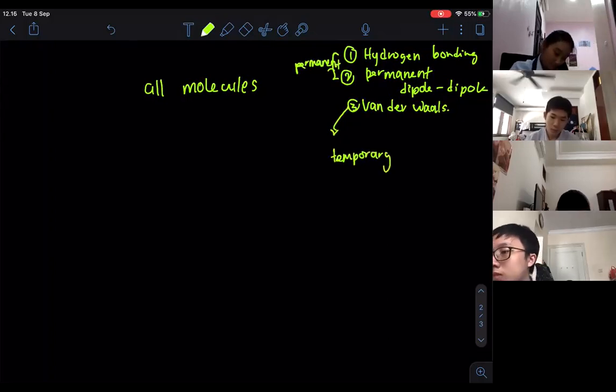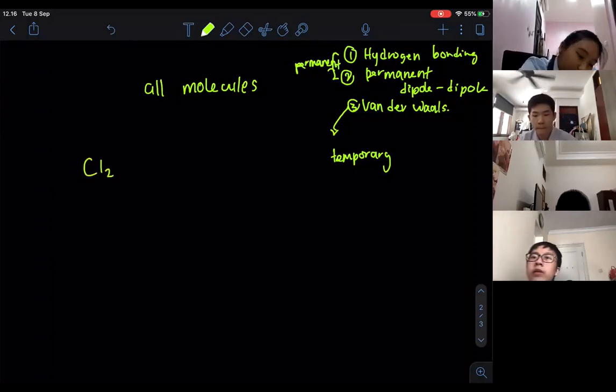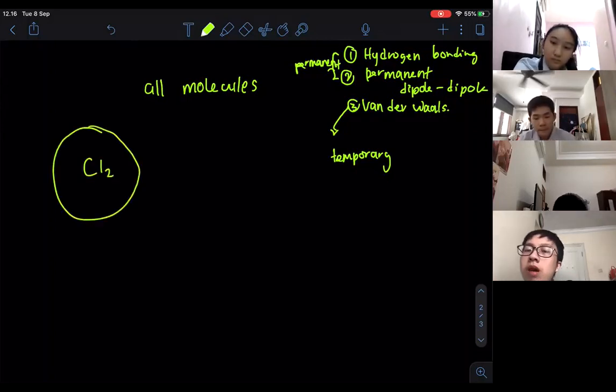Something that is temporary will not be strong. I told you earlier, it's a temporary bonding. Why do we say temporary bonding? Let's actually have a look at Cl2. Imagine a Cl2 molecule.